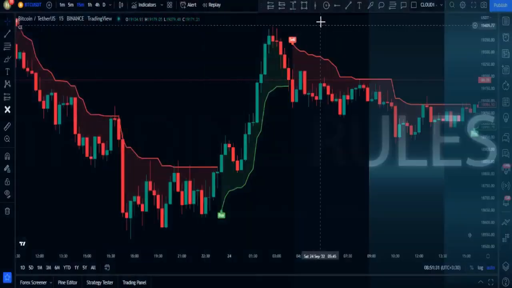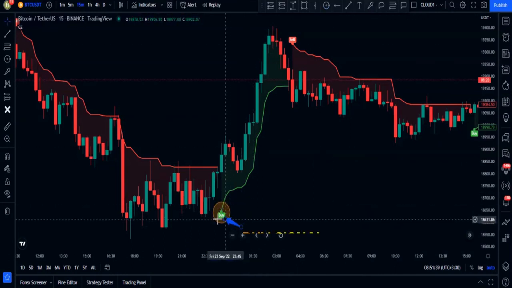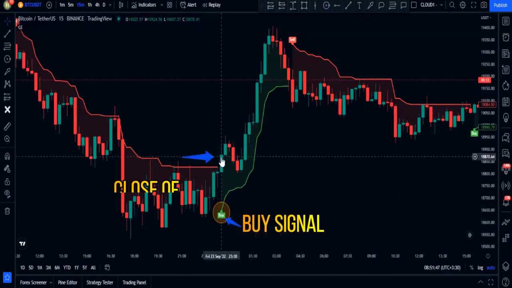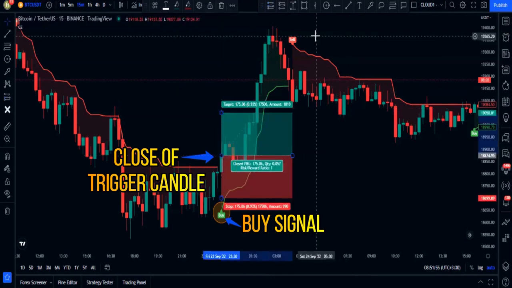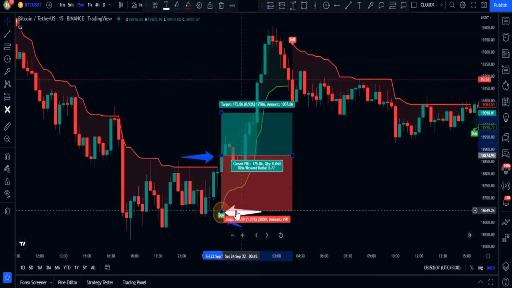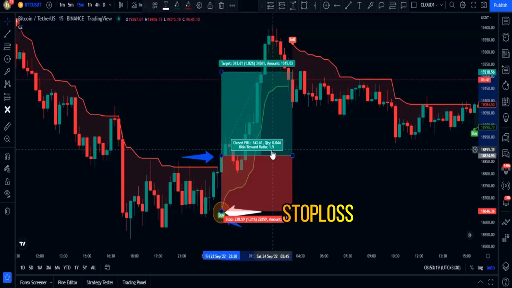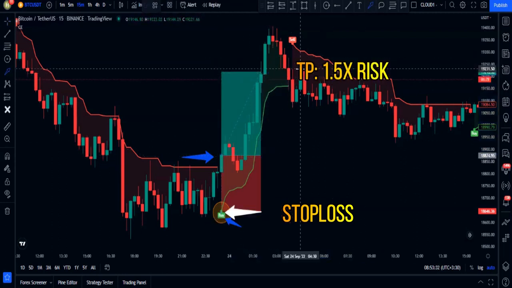It is so simple. Whenever you see a buy signal by the Chandelier Exit indicator, you can place your buy order at the close of the trigger candlestick, and you can set your stop loss on the Chandelier Exit indicator line, and the take profit would be 1.5 times greater than the risk.